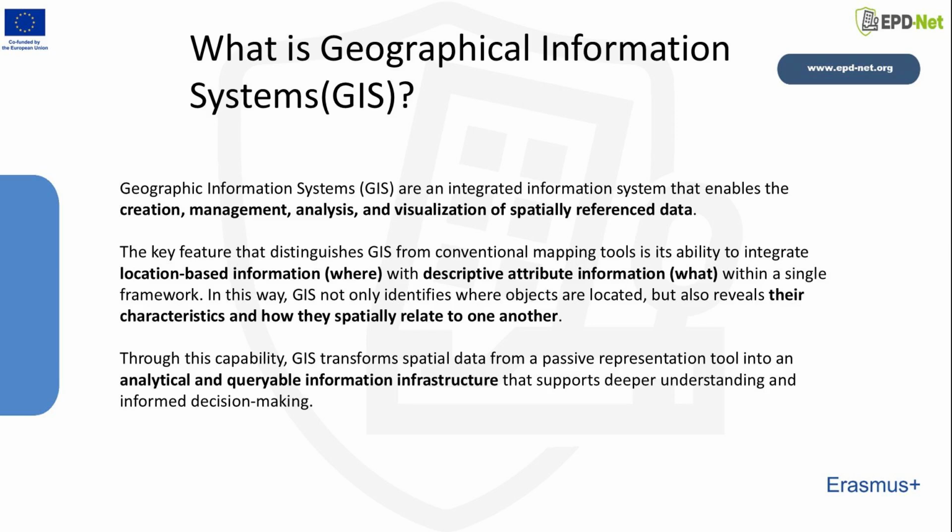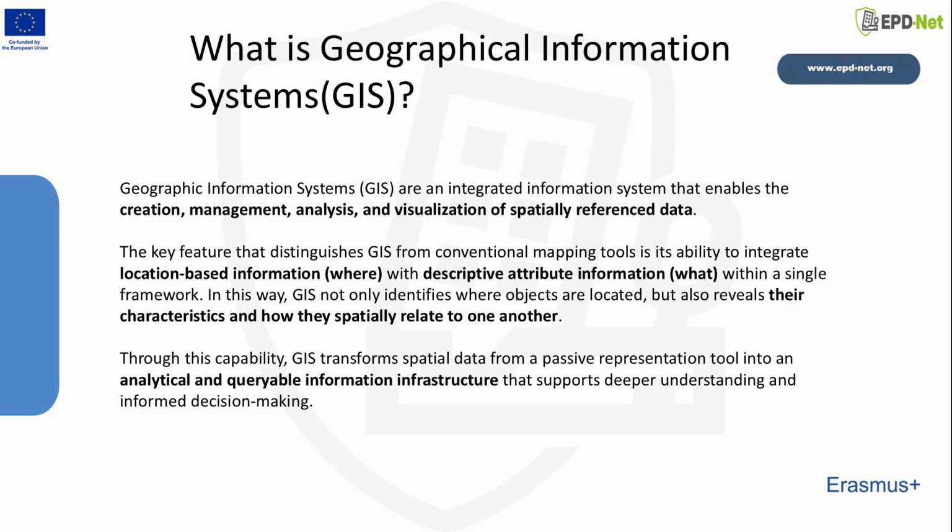What is GIS? Geographic Information Systems, GIS, are an integrated information system that enables the creation, management, analysis, and visualization of spatially referenced data. The key feature that distinguishes GIS from conventional mapping tools is its ability to integrate location-based information, where, with descriptive attribute information, within a single framework.